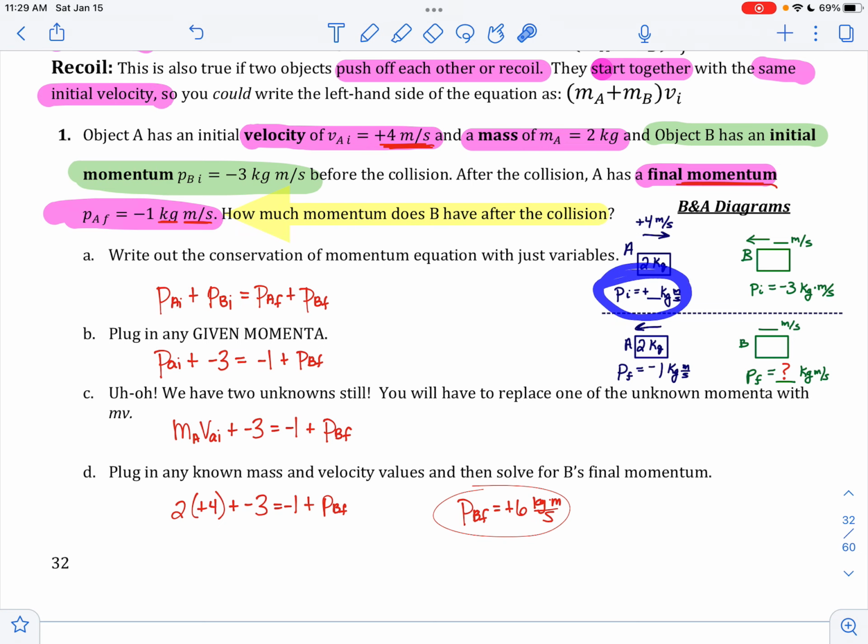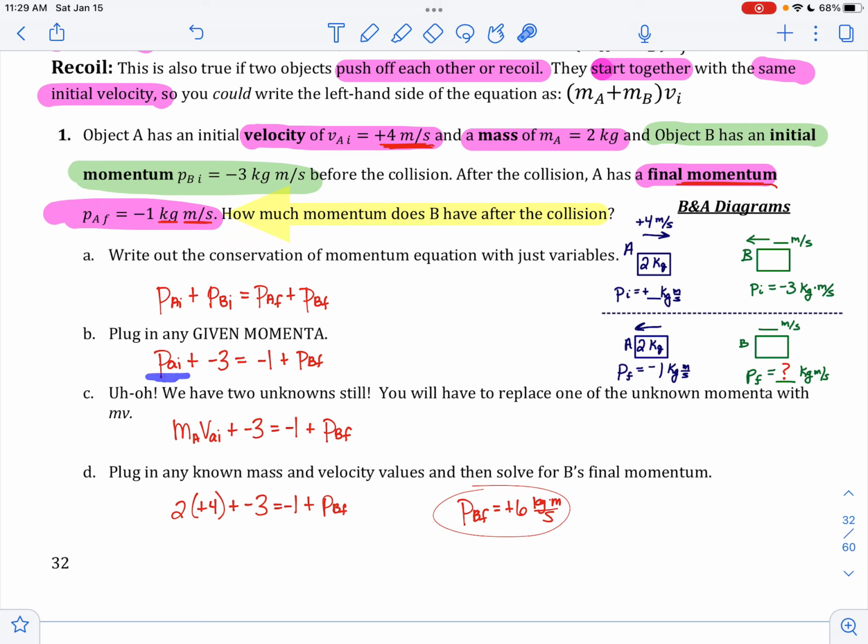I don't have the initial momentum of A, so I'm just going to leave that blank. I do have the initial momentum of B, so I'm going to take that and plug it in for B initial there. I have the final momentum of A, -1 kilogram meters per second, so that's going to go there. And I'm looking for that one, so that's going to go there. So now I have an equation with 2 unknowns. I need something more.